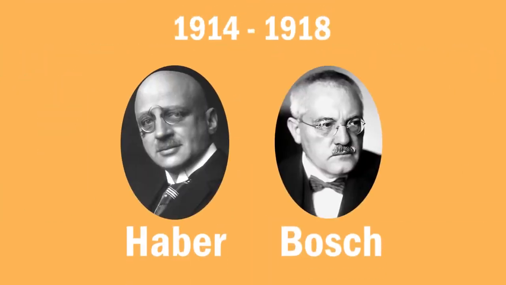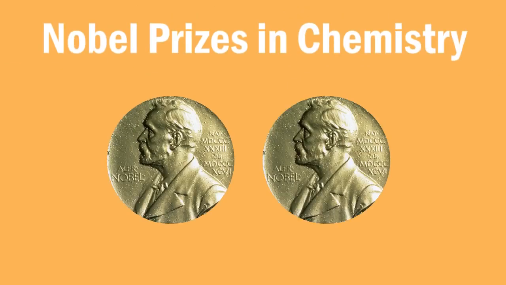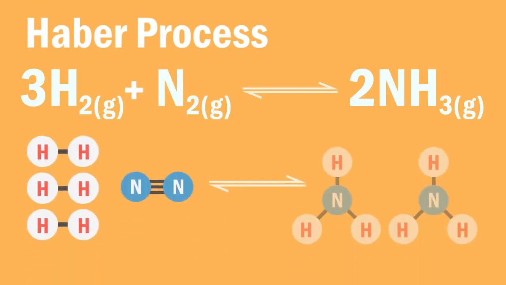Haber and Carl Bosch. For their efforts and contributions to developing large-scale industrial processes, they were awarded Nobel Prizes in chemistry. The Haber process is the industrial process for the manufacture of ammonia from hydrogen and nitrogen.